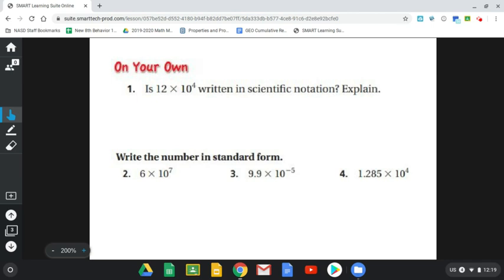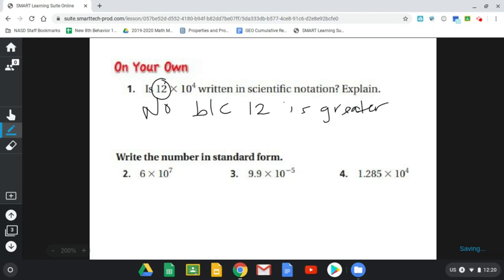Okay, hopefully you guys have taken care of this and you're ready to check your answers. So number 1 is 12 times 10 to the 4th written in scientific notation. What I do here is I take a look at the first factor, and that first factor has to be between 1 and 10, and 12 is not between 1 and 10. So this is a no. The reason is because 12 is greater than 10. So it can't be scientific notation.